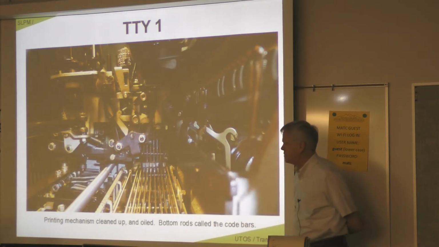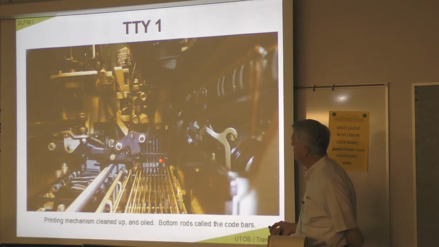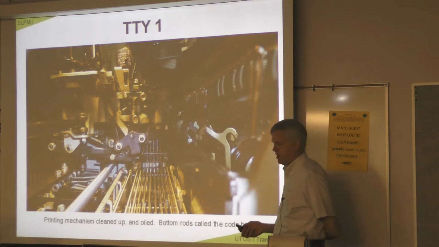This is the inside of the machine after it's all back together. These are the code bars, as they're called, and they go up and down to spin this head, which is then hit, and it prints the character on the page.